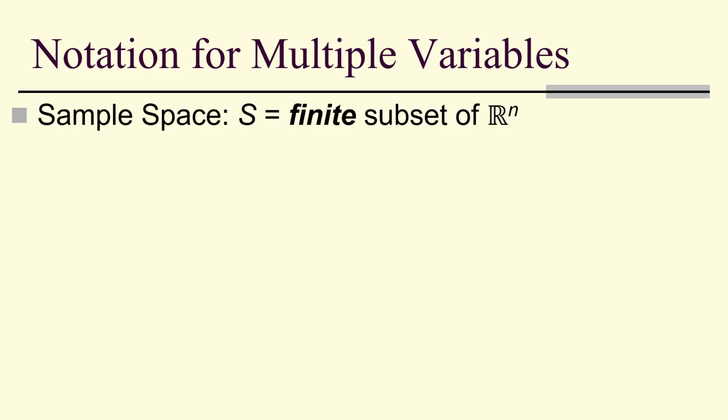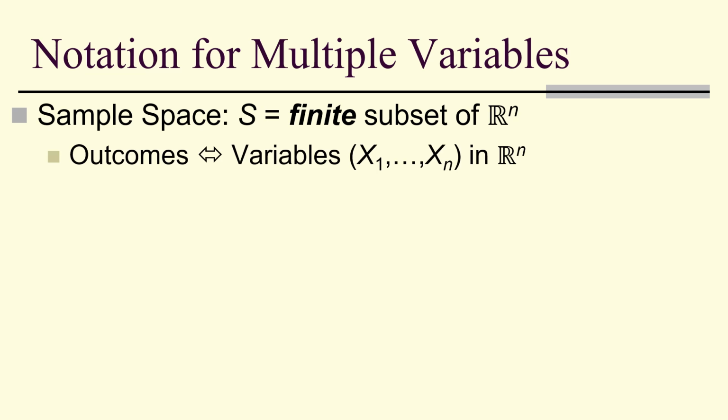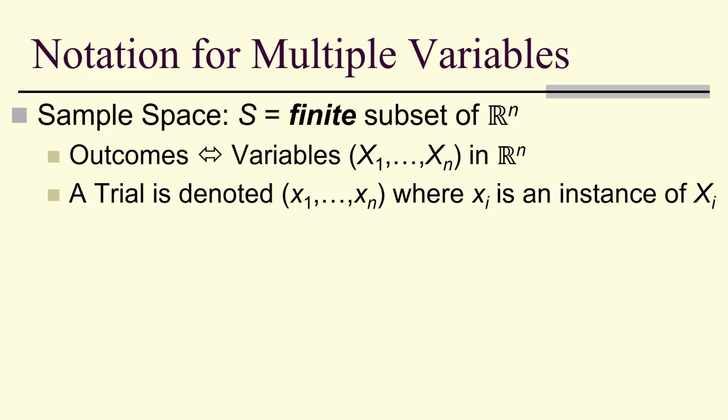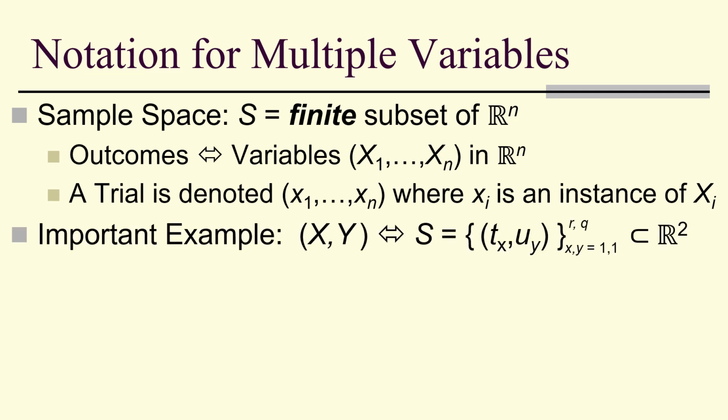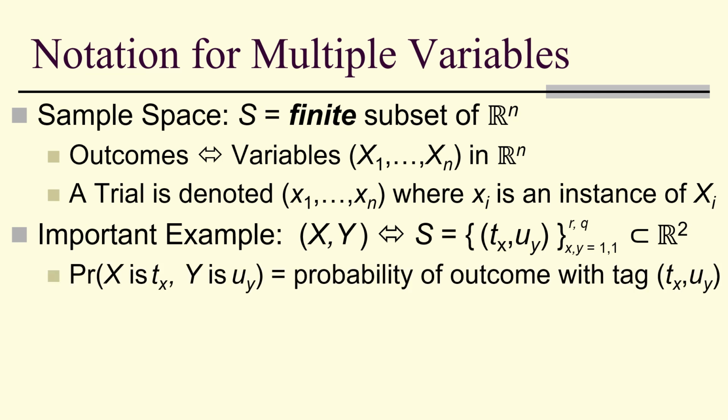So notationally, we have some sample space, S, a subset of Rn. Outcomes are associated with variables, capital X1 to capital Xn in Rn. A trial is a lowercase x1 to xn, where each lowercase xi is an instance of the variable capital Xi. For example, suppose we have a subset of R2 given by the T sub x, U sub y pairs, where x and y lowercase go from 1 to R, Q. Then the probability that capital X is T sub x and capital Y is U sub y, that's the probability that we get an outcome with tag T sub x, U sub y.